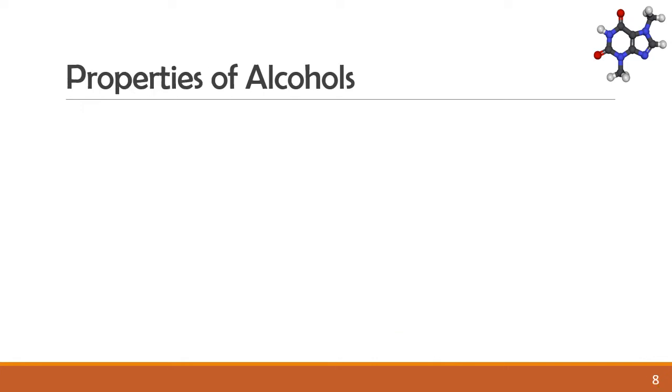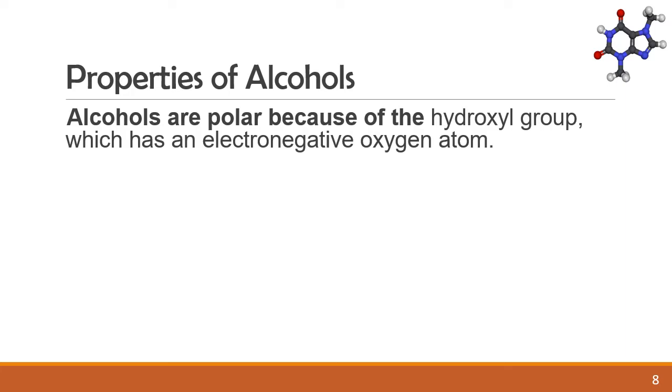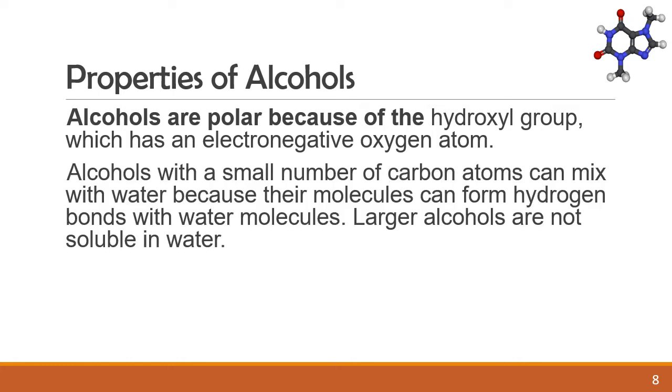Here are some chemical and physical properties of alcohols. Alcohols are polar because of the hydroxyl group, which has an electronegative oxygen atom. Alcohols with a small number of carbon atoms can mix with water because their molecules can form hydrogen bonds with water molecules. However, larger alcohols are not soluble in water.